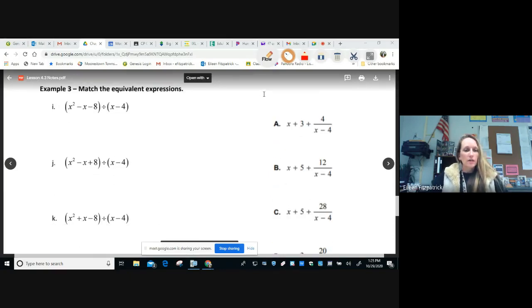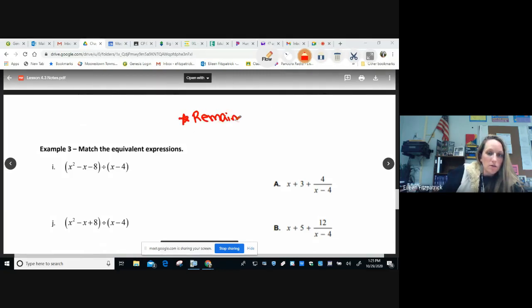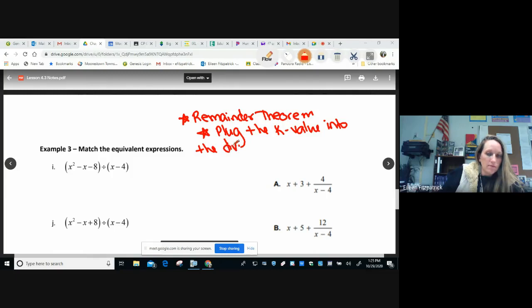All right, so match the equivalent expression. So this is the remainder theorem that I said I would explain more once we got down to a problem. So let me put here remainder theorem. So what the remainder theorem says, and I'll go back up to it if you want me to, it says you can plug the k value into the dividend to find the correct remainder.